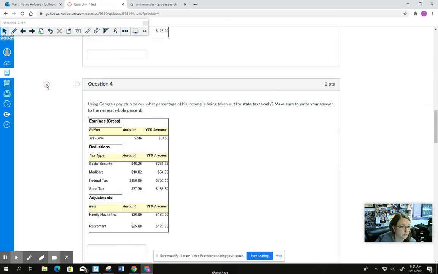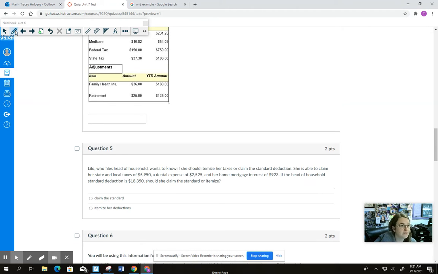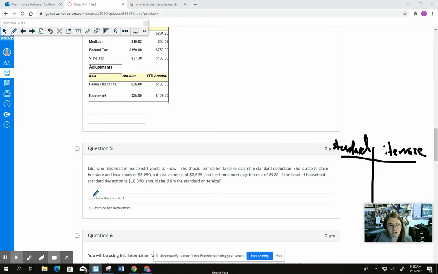Okay, number 5, though, we're going to keep going. So number 5, guys, this is the one where you had to make a little table here. You are comparing the standard versus itemizing. Now, you may have gotten lucky on this one, some of you guys, and you're just choosing which one, right? But what you're doing is comparing. You can only do the standard or itemize. So what you need to do is organize this information very carefully.